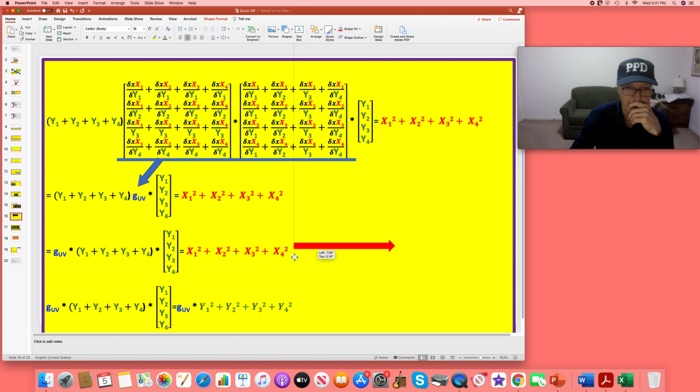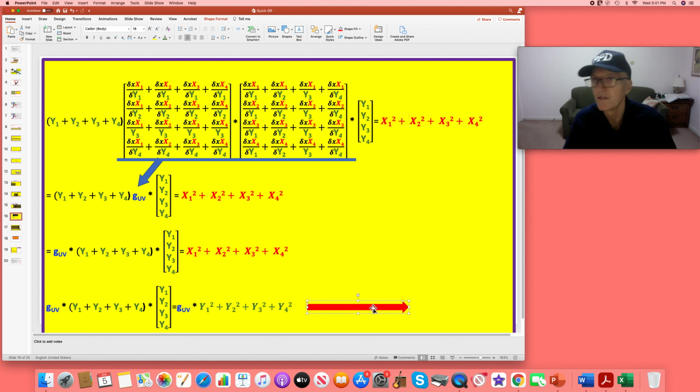Then we get this down here, and this is the sort of thing that mathematicians really like, because it's G_UV, this special thing for general relativity, times the measurement intervals, small distance increments in the different directions, squared. That becomes the invariant for general relativity.